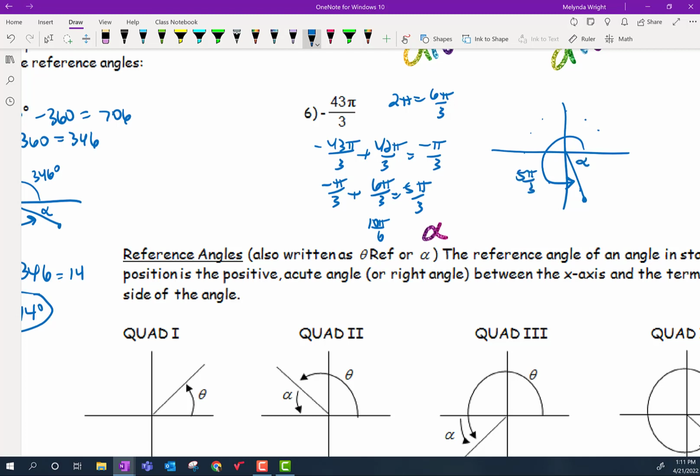So what are we going to do? Well, if we go all the way around, it's 2 pi, and we said 2 pi in thirds is 6 pi over 3. So let's do 6 pi over 3 minus 5 pi over 3, and that gives us pi over 3. So my reference angle is pi over 3.